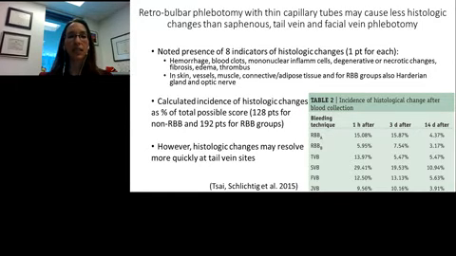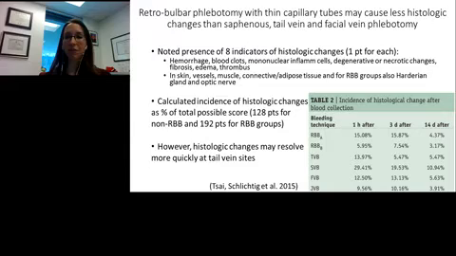So how they did this, they looked at 8 indicators of histologic changes. I've listed those here: things like hemorrhage, inflammatory cells, degenerative changes to the tissue, edema. And they looked in multiple tissue types. And so they calculated the incidence of histologic changes, and they provided a percent of the total possible score. So in their scheme, there were 128 points possible for the non-retrobulbar groups and 192 points possible for the retrobulbar groups.